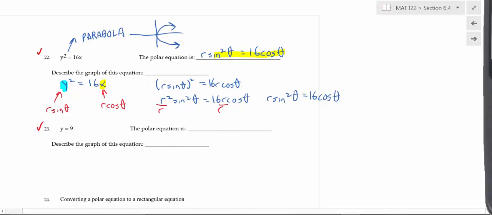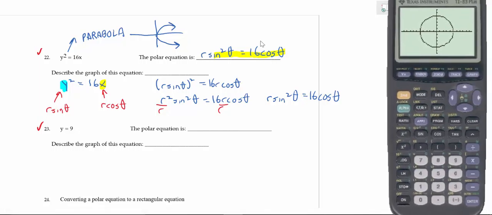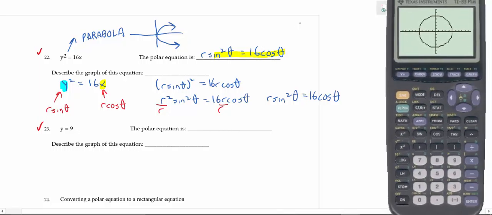Now, with this sort of problem, if you were going to do this one on the graphing calculator, you have to solve for r. I haven't tried this before, but let's go ahead and try this. So if you have this equation right here, you could divide both sides by sine squared theta. And then you could put this in your graphing calculator like this. So let's try it. Let's see if we get a parabola.